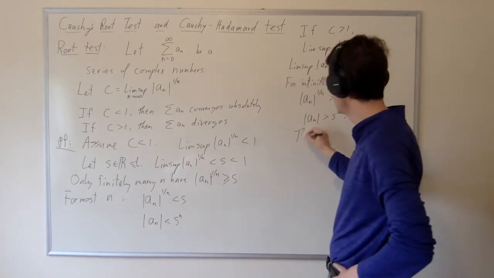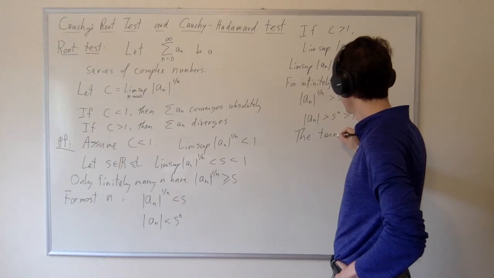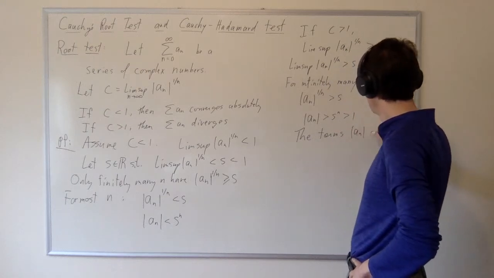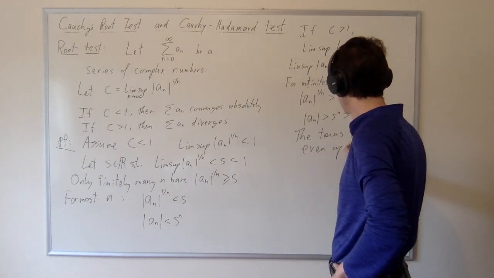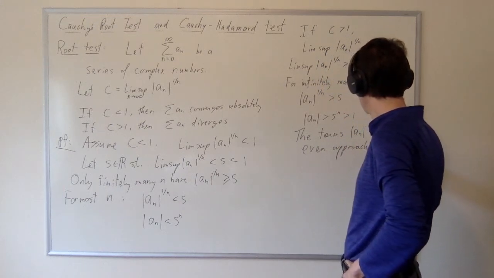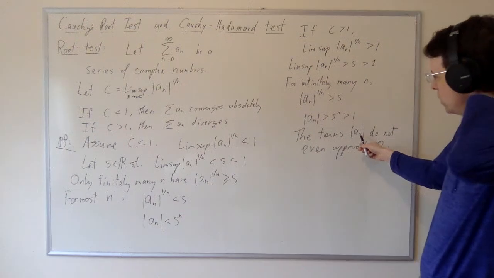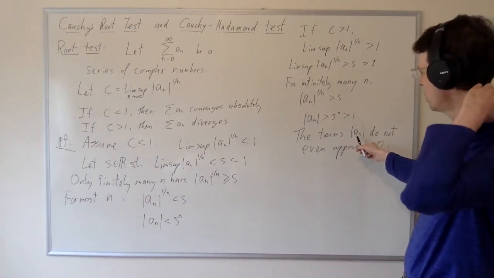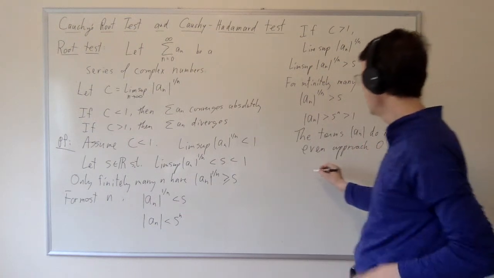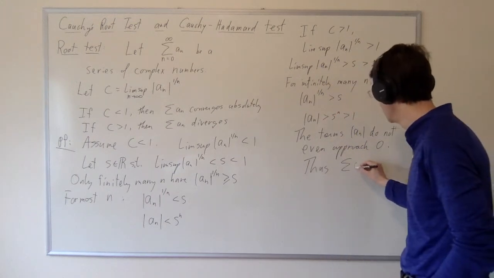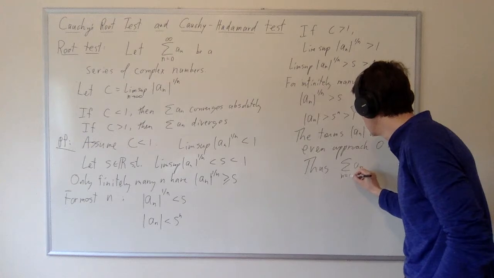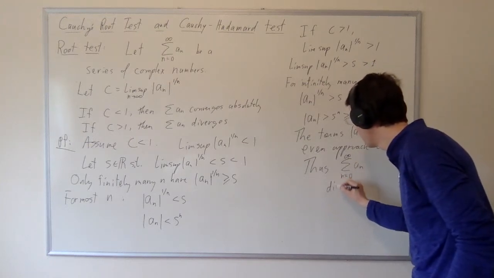And so the terms a_n do not even approach 0. And if the absolute values, the modulus of these things, don't approach 0, then the terms themselves don't approach 0. And so it follows then that this thing diverges.